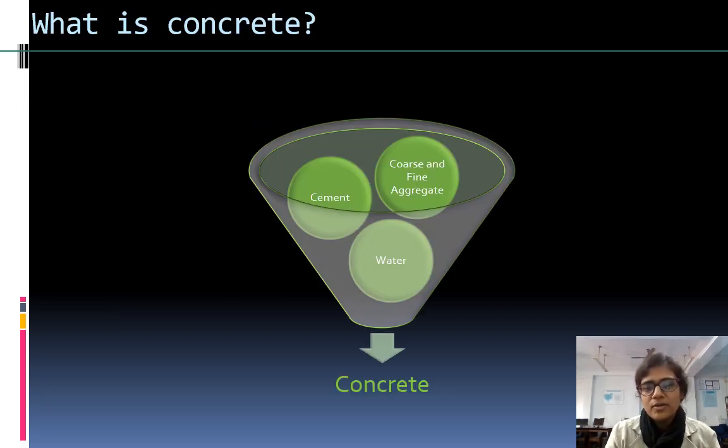Whatever we see in our daily life, from that we can understand concrete is mainly having the components: fine aggregate or sand as we know, and coarse aggregate, the fragments of rock as we see, and the other important components are cement and water. Whenever we add all these constituents together, the resulting product is concrete.